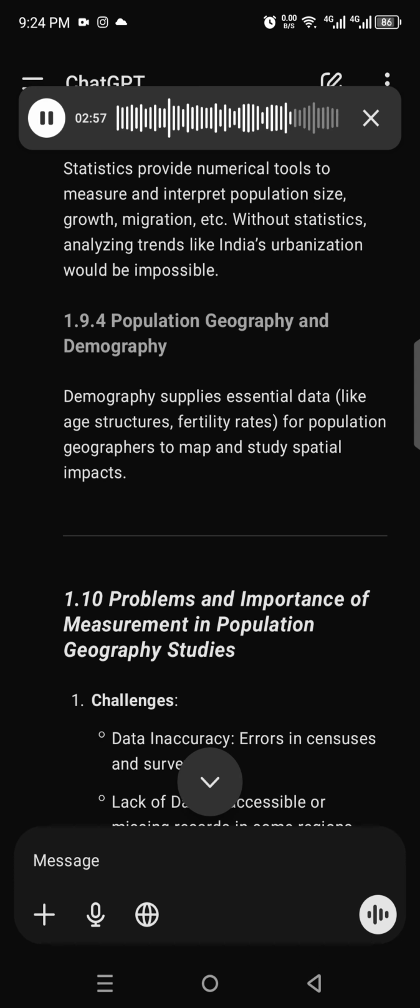1.9.4 Population geography and demography. Demography supplies essential data like age structures and fertility rates for people to map and study spatial impacts.